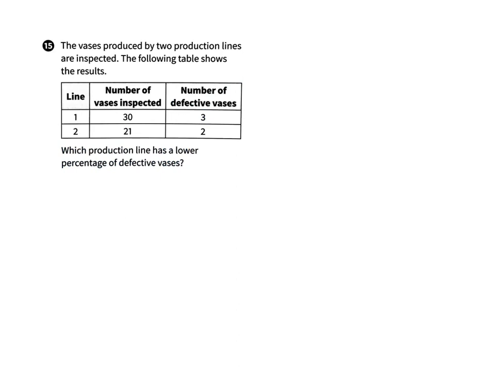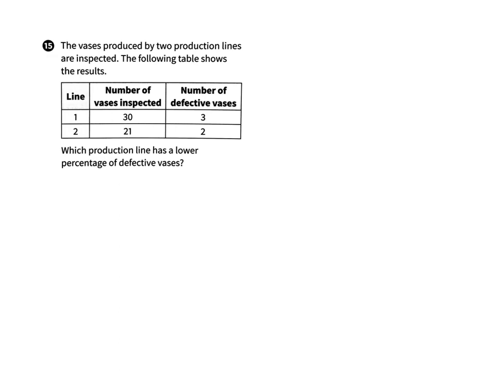Question number 15. The vases produced by two production lines are inspected. This is the table given. The number of vases inspected for line 1 is 30, for line 2 is 21. And the number of defective vases that we have found for line 1 is 3 and for line 2 is 2 vases. Which production line has a lower percentage of defective vases? They want the smaller one, right?